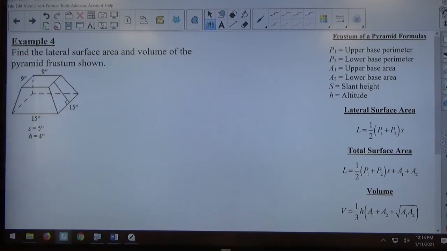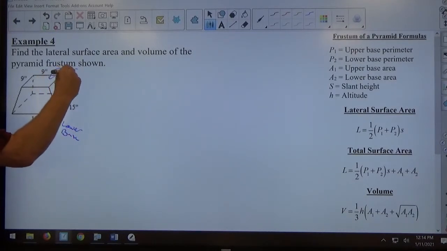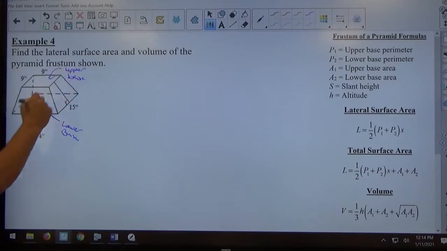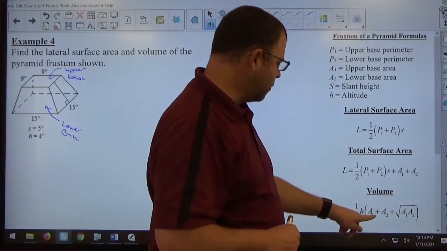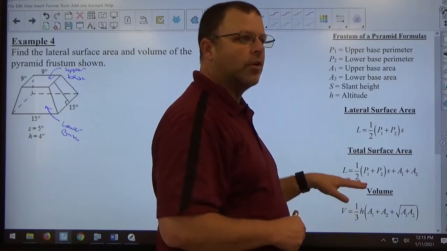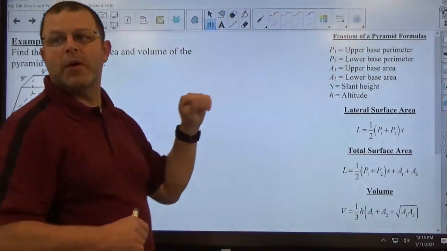So looking at this, I want to identify those pieces. I've got a lower base and an upper base. The base is a shape, it's not a number. So the lower base is a 15-inch by 15-inch square. The upper base is a 9-inch by 9-inch square. They're asking me to find the lateral surface area and volume. Lateral surface area requires me to know both P's and S, and the volume requires me to know all the A's and H. So I basically have to know all this stuff up here to find what they're asking me to find.